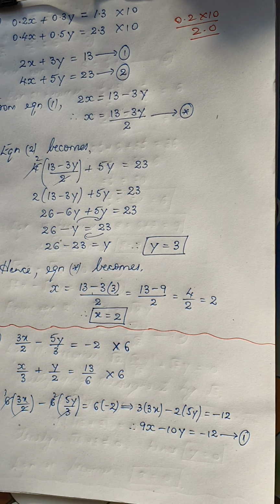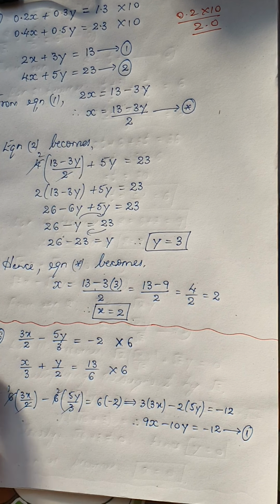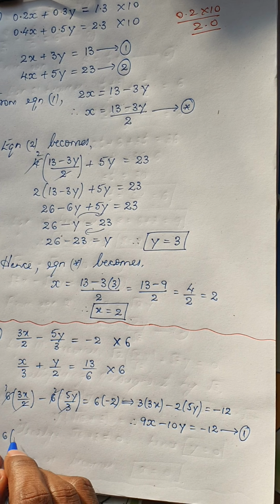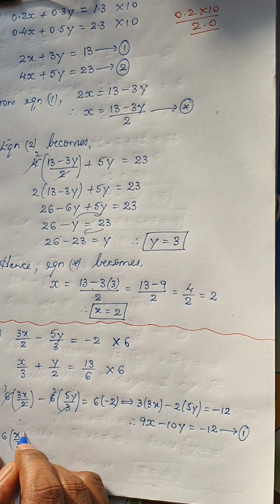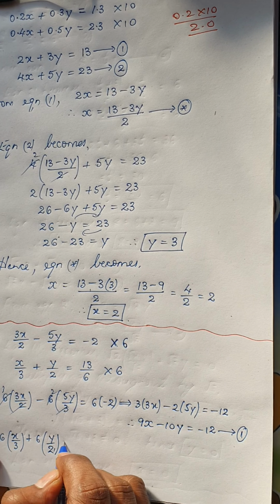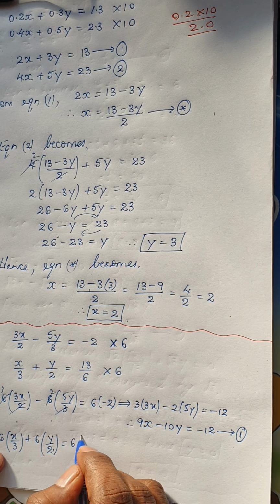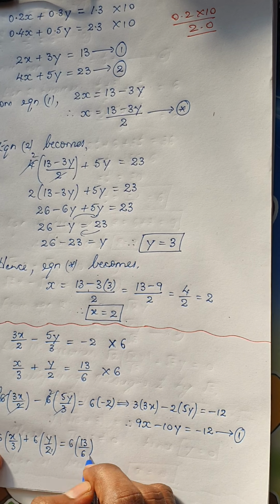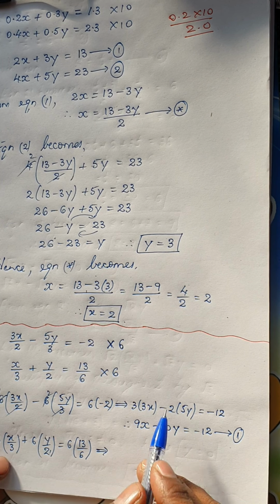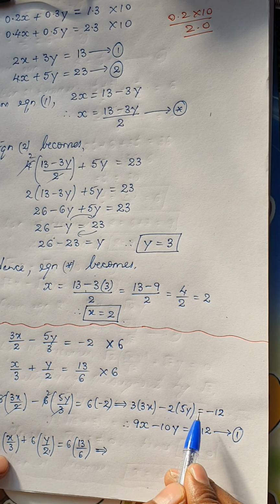This looks similar compared to this question. In the same way, if you multiply 6 to this equation, I'll get 6 into x by 3 plus 6 into y by 2 will be equal to 6 into 13 by 6. So this implies, you cannot have two equals in the same equation.